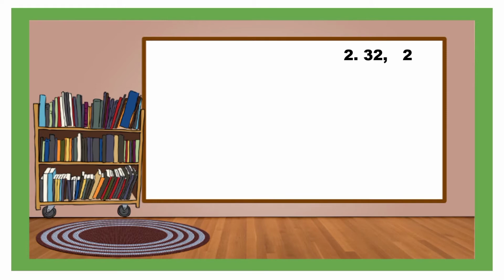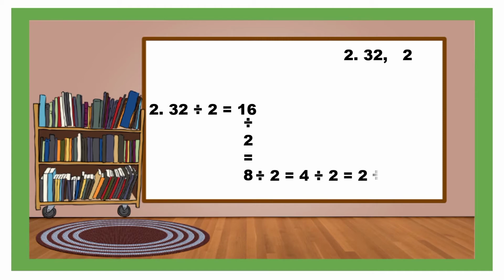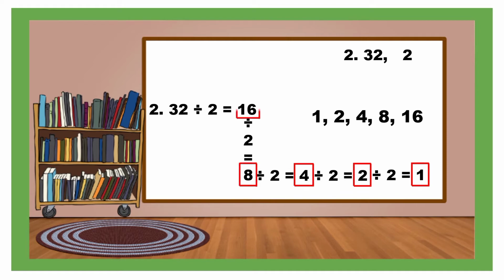Number 2, 32 and 2. Thirty-two divided by 2 equals 16, divided by 2 equals 8, divided by 2 equals 4, divided by 2 equals 2, and divided by 2 equals 1. So the ratios are 1, 2, 4, 8, and 16.